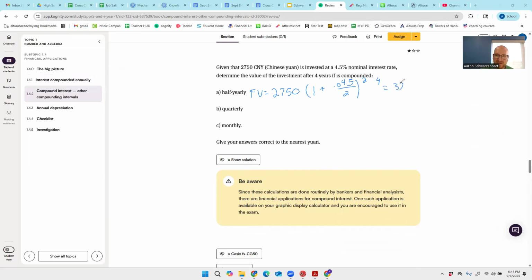And we get 3,285.79. To do it quarterly, we just change the 2's to 4's. Now there is already a 4. Don't get screwed up by that. You're changing these K's in the formula.